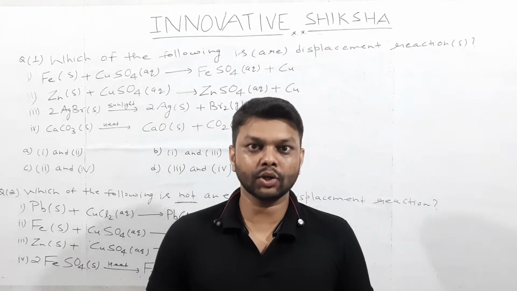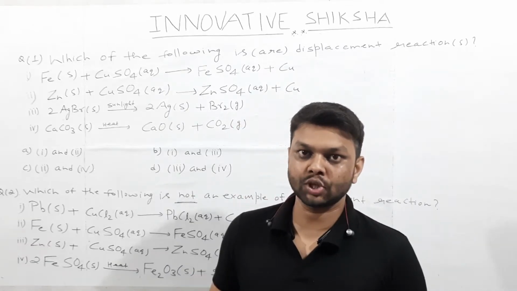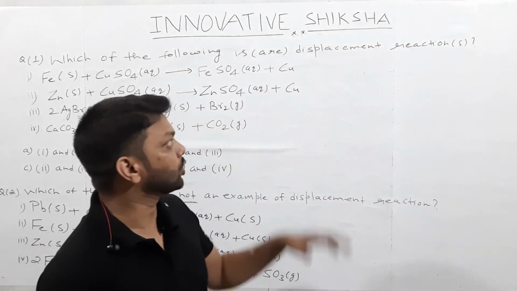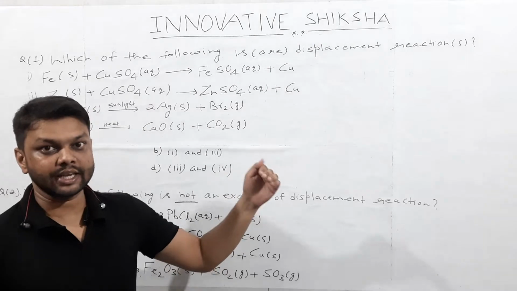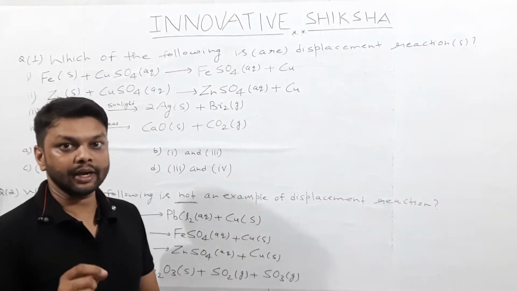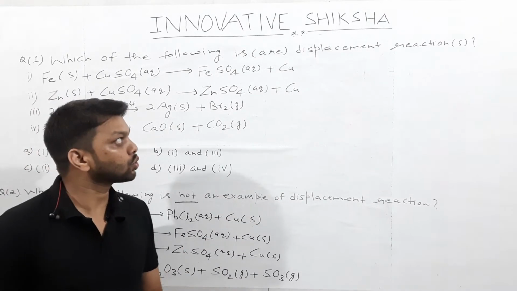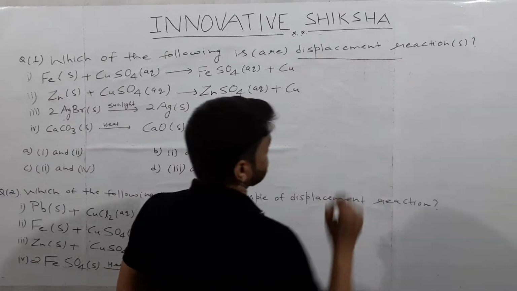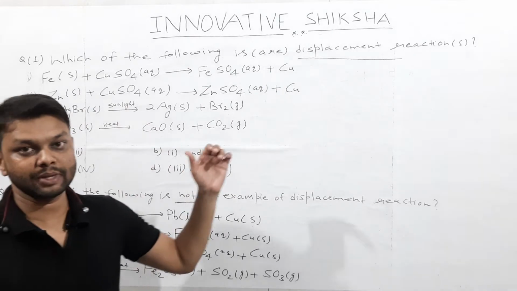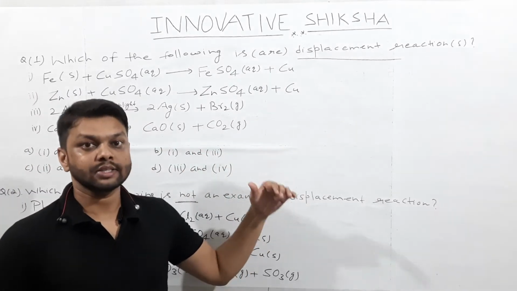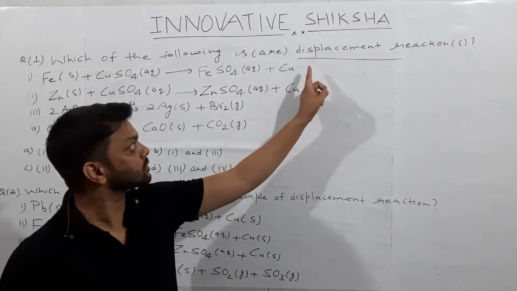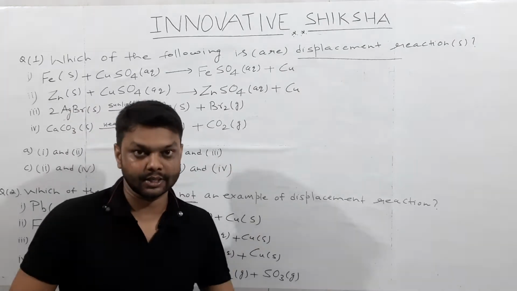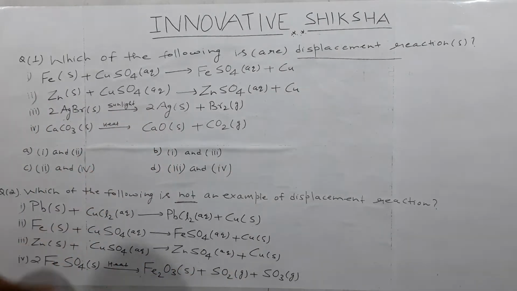So today I bring to you the next video in the important MCQ series. Today's video is based on class 10 science chapter number 1, that is chemical reaction and equation. It will be based on the topic displacement reaction. We are going to discuss what is displacement reaction and we are going to solve some important problems on the basis of displacement reaction. So we have two MCQs today.